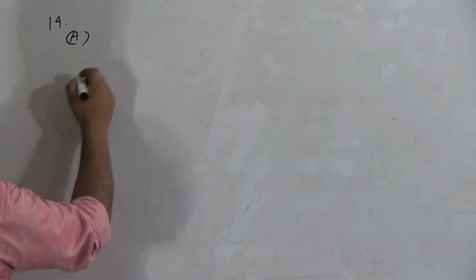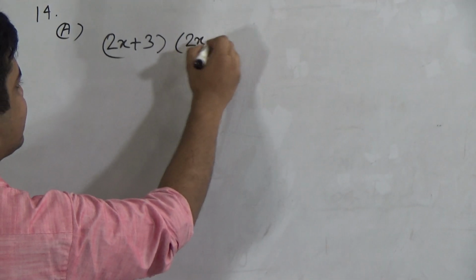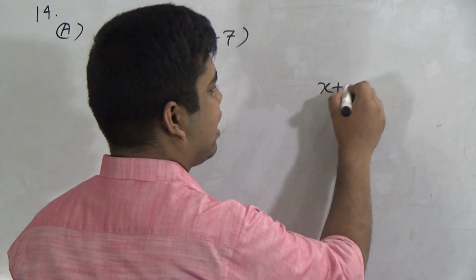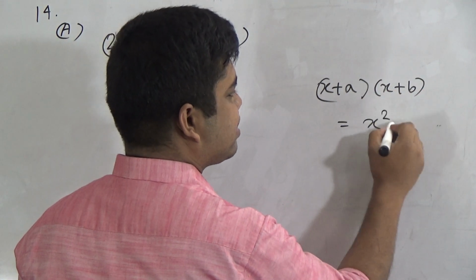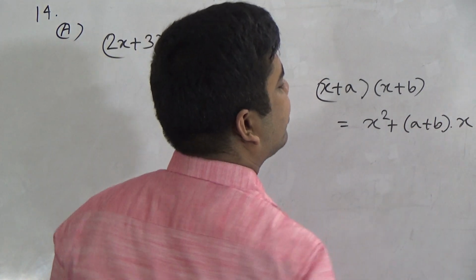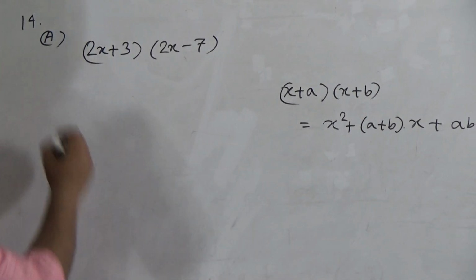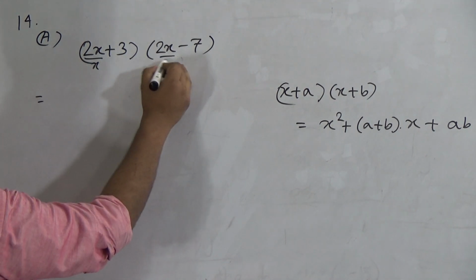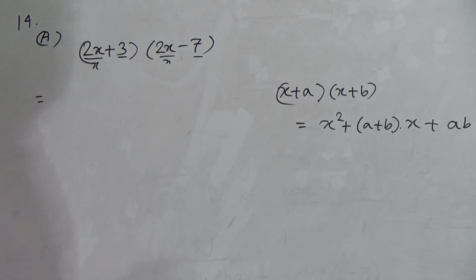Okay, here the expression is 2x plus 3 into 2x minus 7. So do you know this formula? (x plus a) into (x plus b). And what is the formula? The formula is x square plus (a plus b) into x plus a into b. Just like this one, we apply this formula in this section. Here x means 2x, and a means plus 3, b means minus 7.